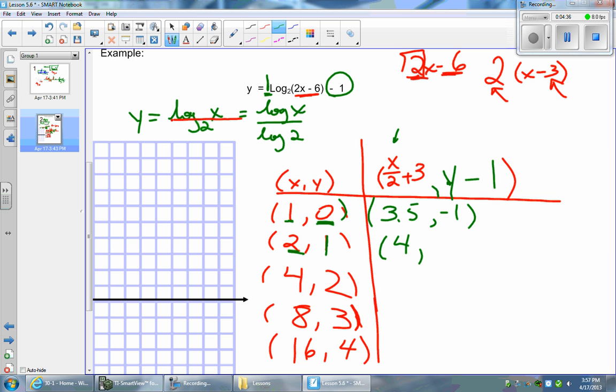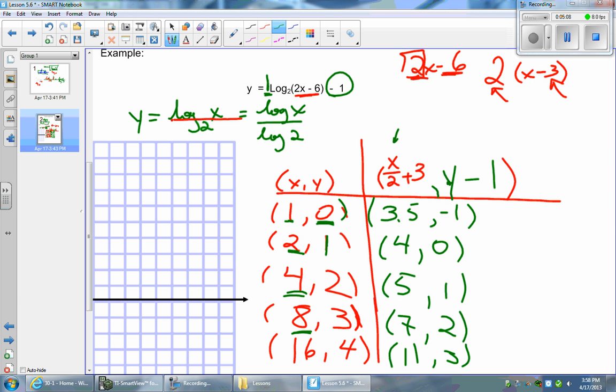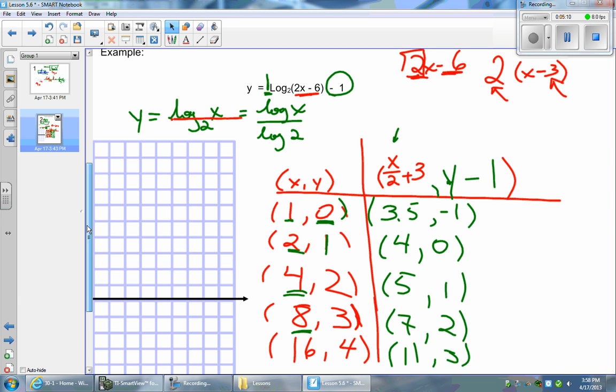Okay, let's deal with this 1 here. 1 minus 1, there's 0. Beautiful. Let's deal with this one. 4 over 2 is 2, plus 3 is 5. And 2 minus 1, oh geez, that's easy. That's just a 1. Let's deal with this guy. 8 over 2 is 4, plus 3 is 7, comma, 3 minus 1 is 2. And the last one, 16 over 2 is 8, plus 3 is 11. And 4 minus 1 is 3. So there are our new points that we can now put on our graph.